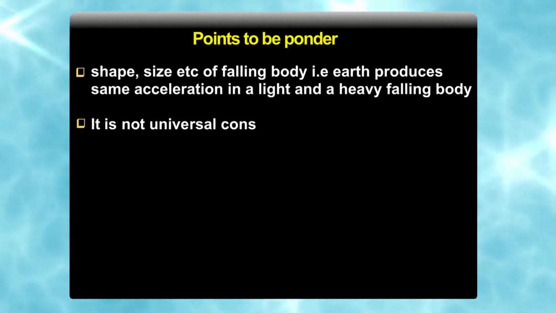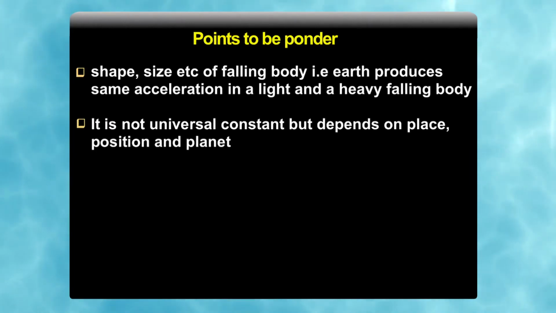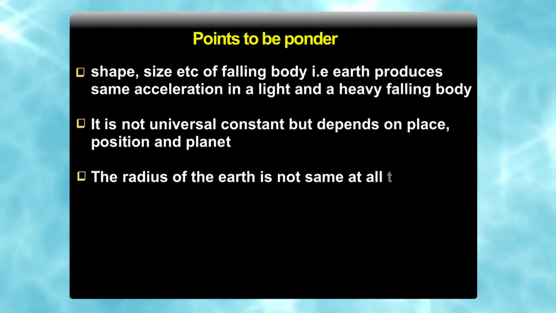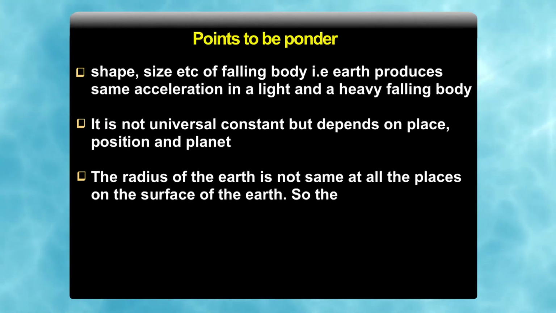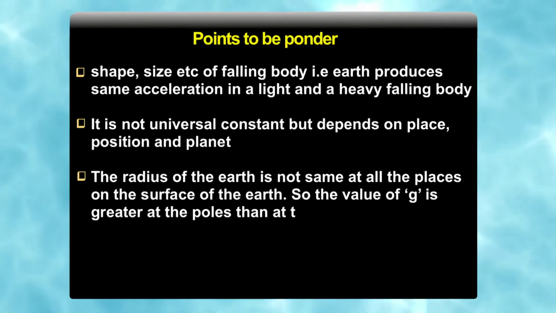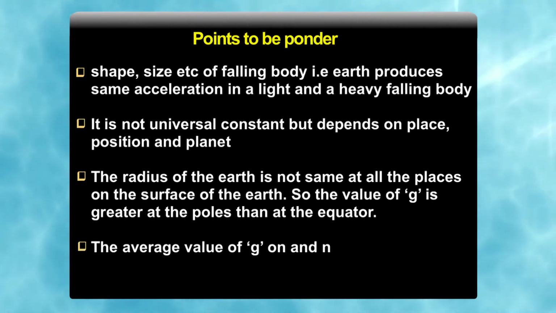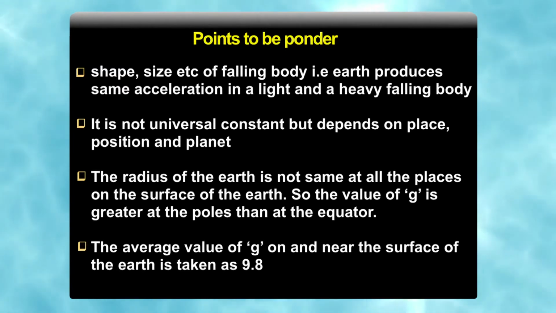Second thing, it is not a universal constant, but depends on place, position and planet. The radius of earth is not the same at all places on the surface of earth. So, the value of g is greater at the poles than at the equator. The average value of g on and near the surface of the earth is taken as 9.8 meter per second square.